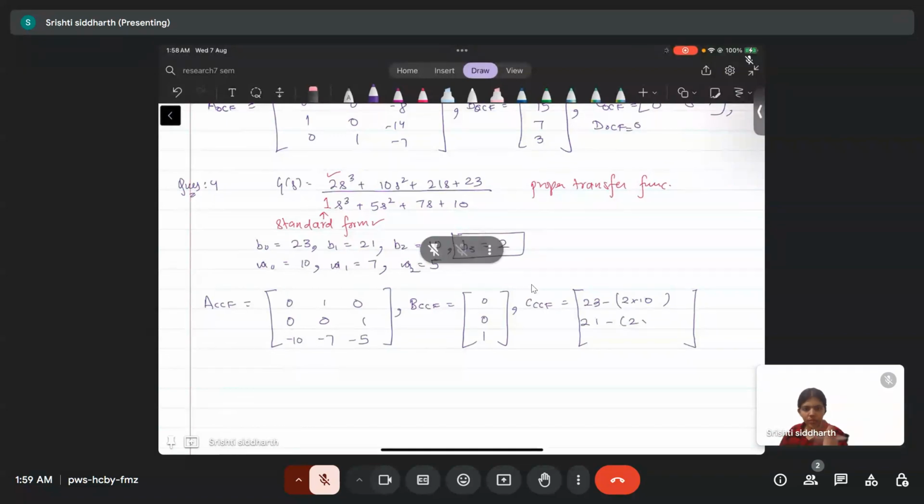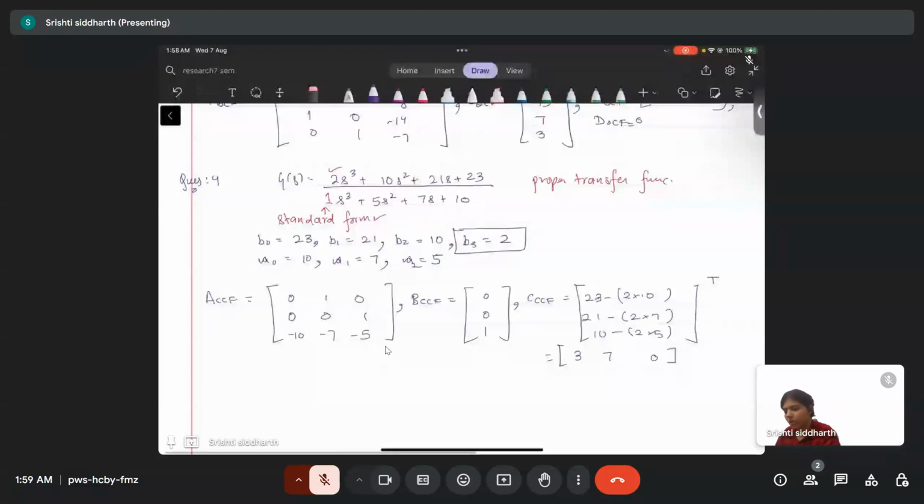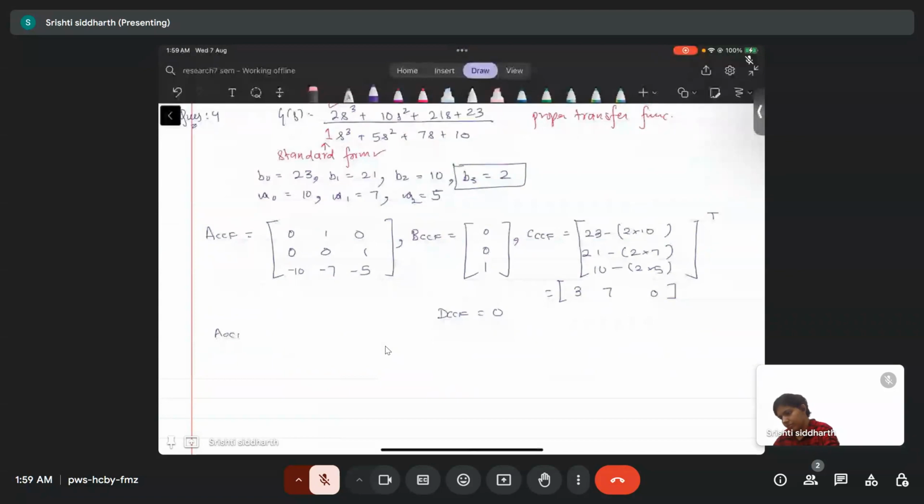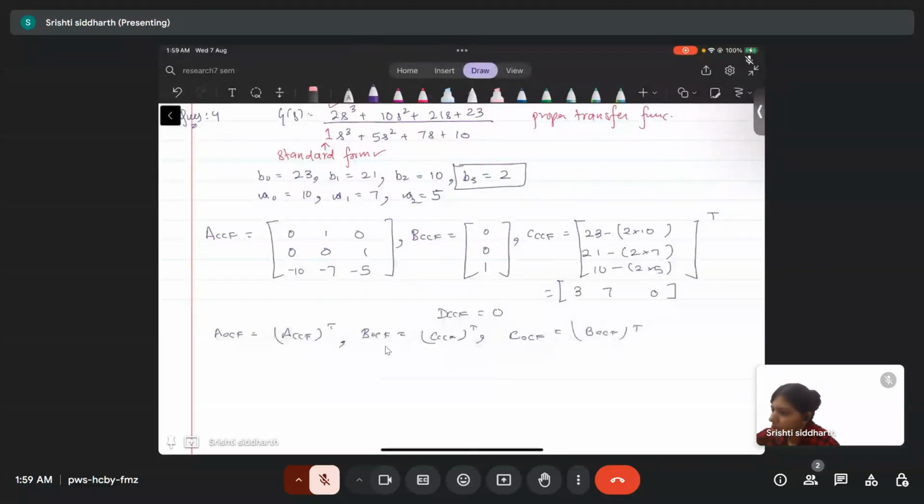Okay, so alright. We can also see what the OCF form is going to be like. So you can just calculate these.